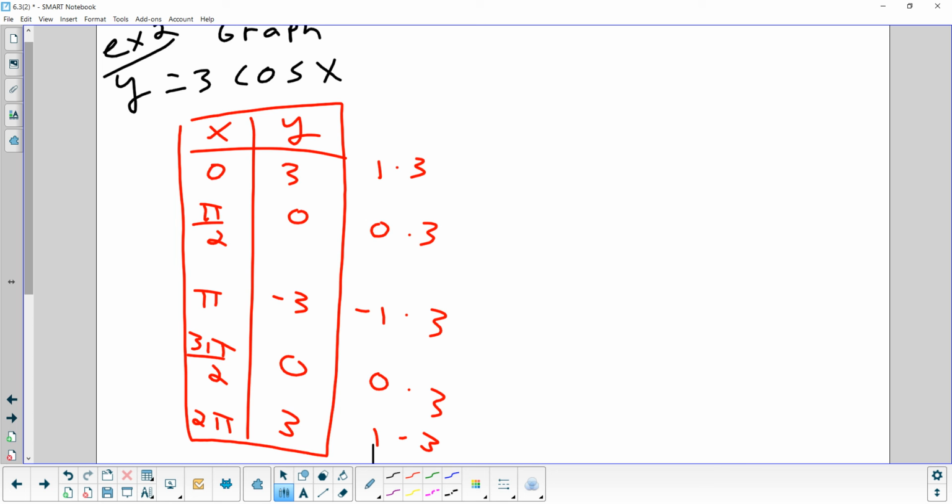Since we're only doing problems that have single-step transformations, one column will always stay the same, one column will change. We're going to do multi-step soon. Okay, we'll get to that.